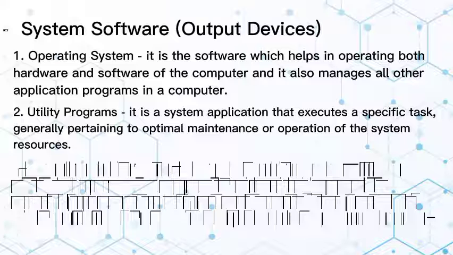Utility programs. It is a system application that executes a specific task, generally pertaining to optimal maintenance or operation of the system resources. Third is a compiler and interpreter. A compiler translates a code written in a high-level programming language into a lower-level language like assembly language, object code, and machine code. An interpreter translates the code line by line when the program is running.